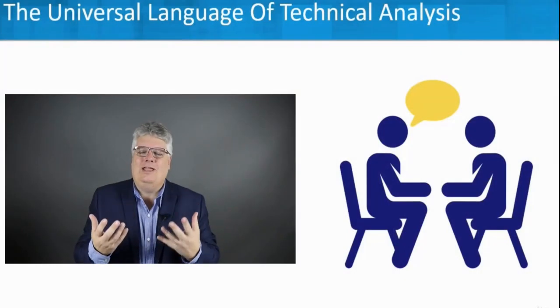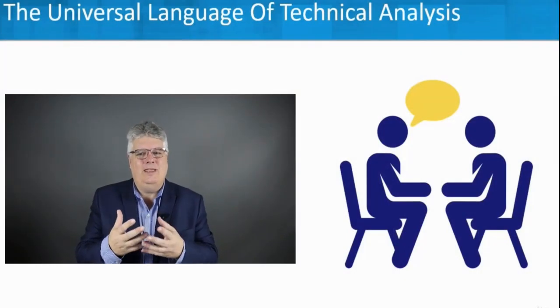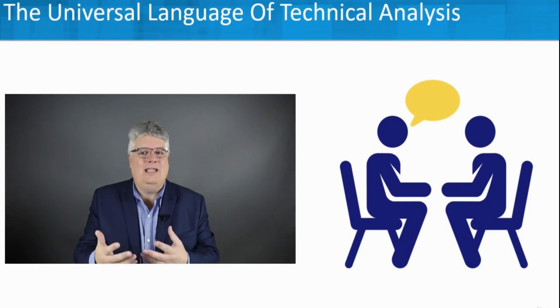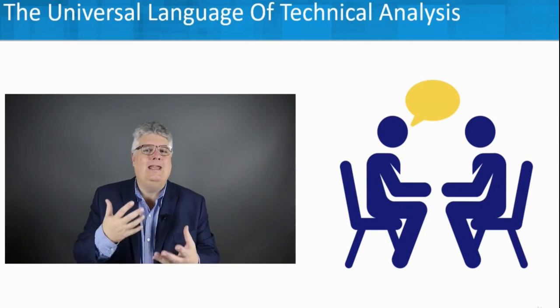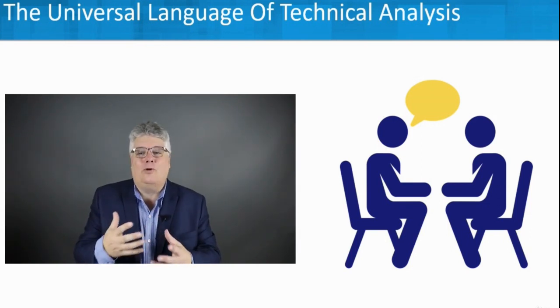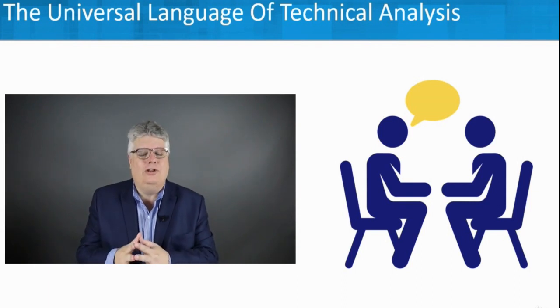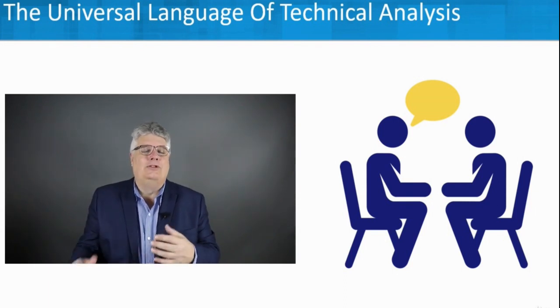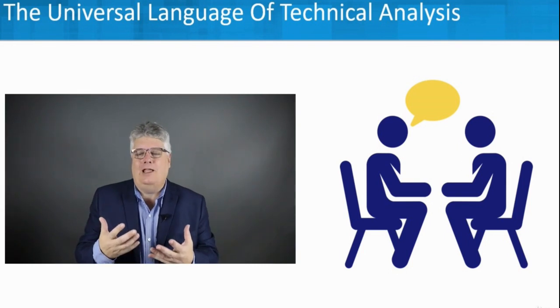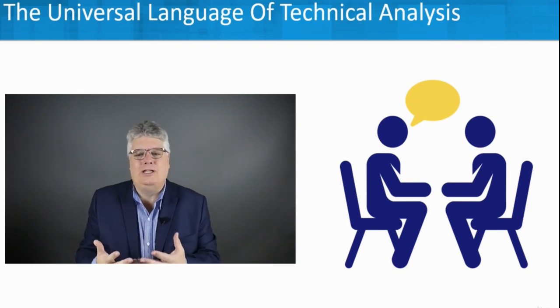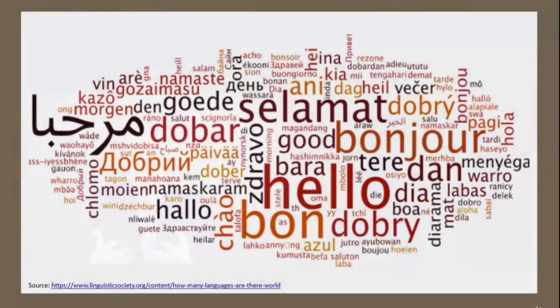So let's get started. First off, the universal language of technical analysis. What that means is we can speak the same language by using these same tools and indicators no matter where you're at or what type of security you're looking at. If we talk about language, of course, there are many different languages out there. Here are different ways that you can say hello. But in technical analysis, if we're going to talk about, let's say, a trend line forming, that's the same no matter what the language, which is very interesting and terrific, actually.